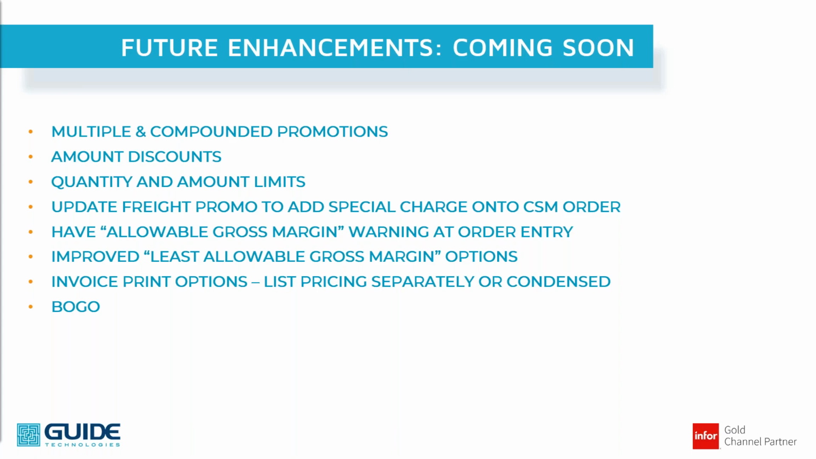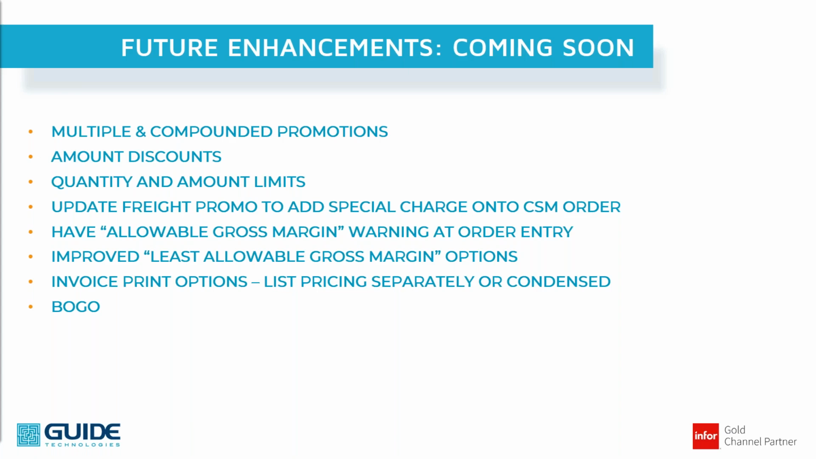We're also going to improve the options. Right now, the least allowable gross margin requires that you can only set that value based on the market analysis code in the customer class. That's kind of clunky, so we're going to look at the same options that we have on the promo being available to set the gross margin.